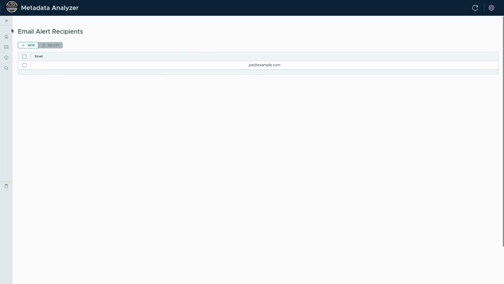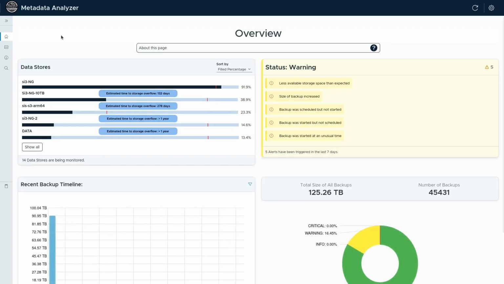We think the system improves Joe's understanding of his backups and acts as an early warning system for possible threats to his company's data security.